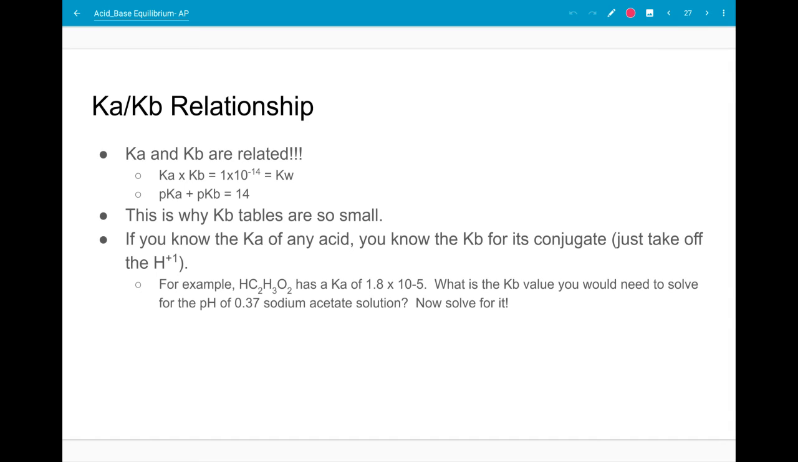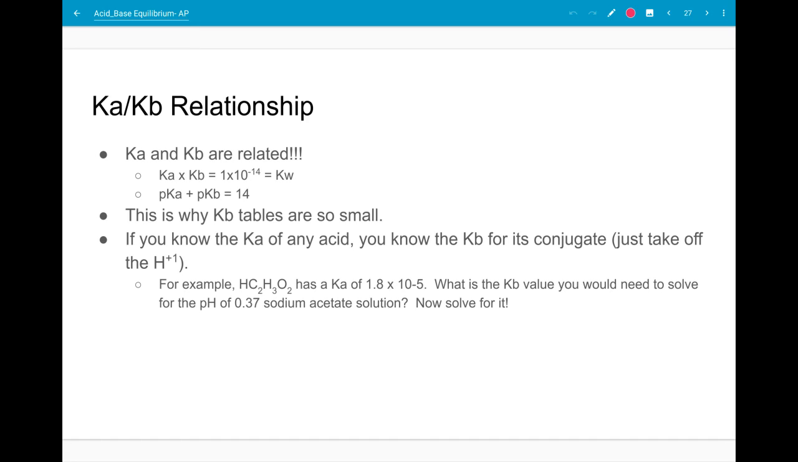There is a relationship between Ka and Kb. Ka times Kb is equal to 1 times 10 to the negative 14, or we can take pKa plus pKb equals 14. This is why Kb tables are so small, because they are related. If you know the Ka of any acid, you know the Kb for its conjugate. We just take off the H+.